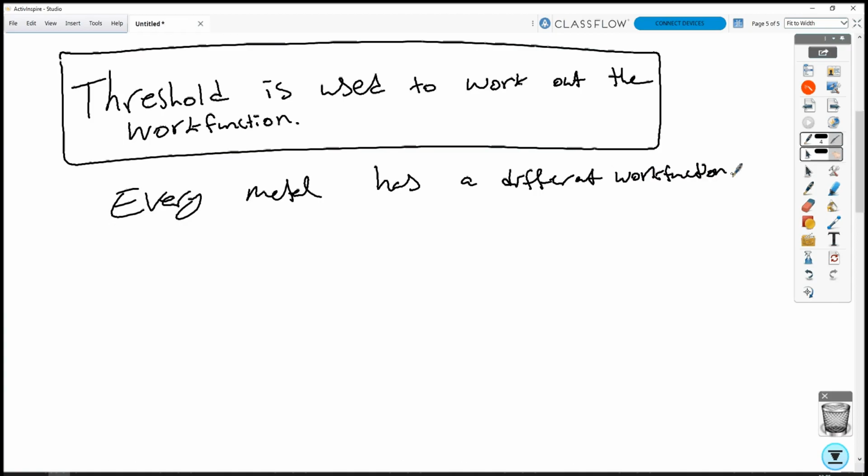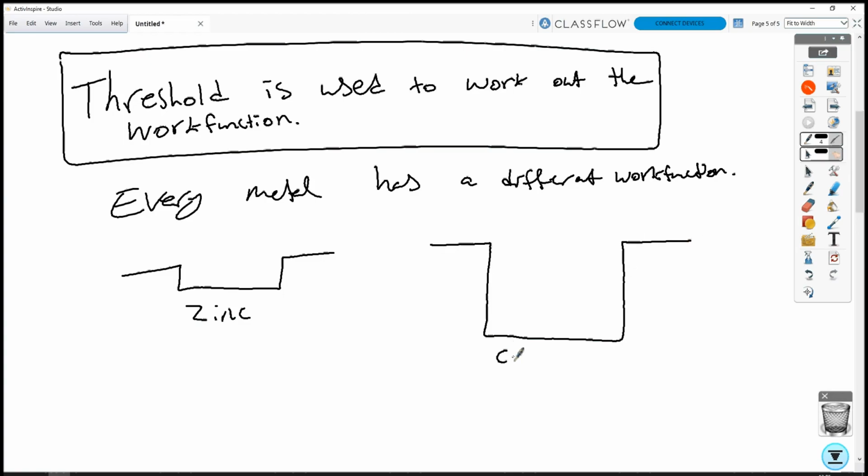And just to show you that qualitatively, the energy well of zinc might look something like this. Again, this is a representation of how much energy. It's not an actual physical well. And copper would have a deeper energy well. So that means that copper will have a greater work function than zinc. Copper will also have a greater threshold frequency than zinc.